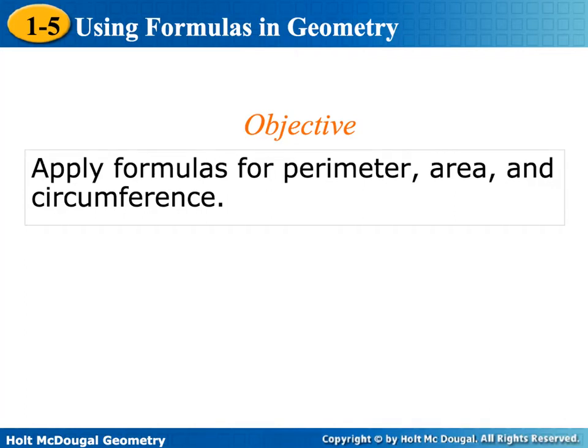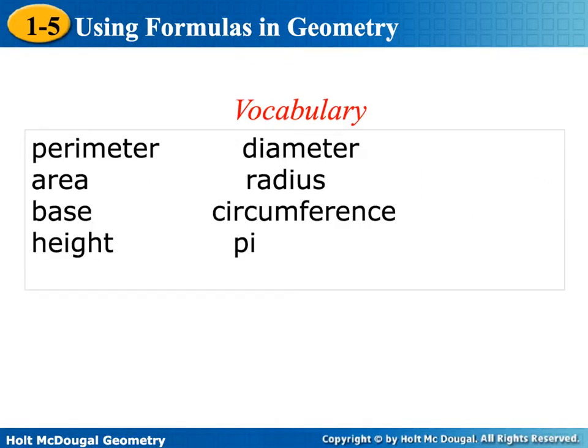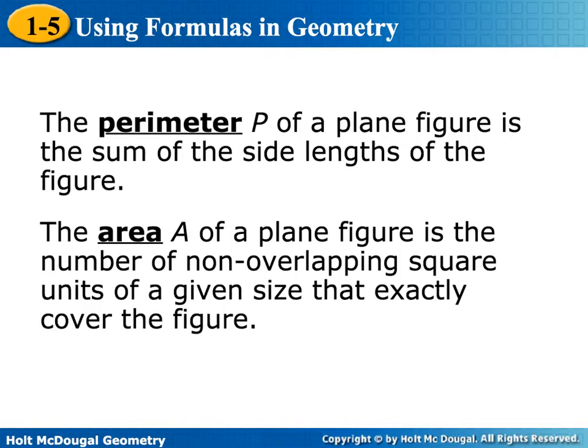Okay, notes for section 1.5 is over using formulas in geometry. The objective for this lesson is to apply formulas for perimeter, area, and circumference. Here are your words that you will be learning throughout this section. A lot of these we have already heard of, I'm sure. Perimeter, area, circumference, diameter, stuff like that. So now we're going to apply them for geometry though.